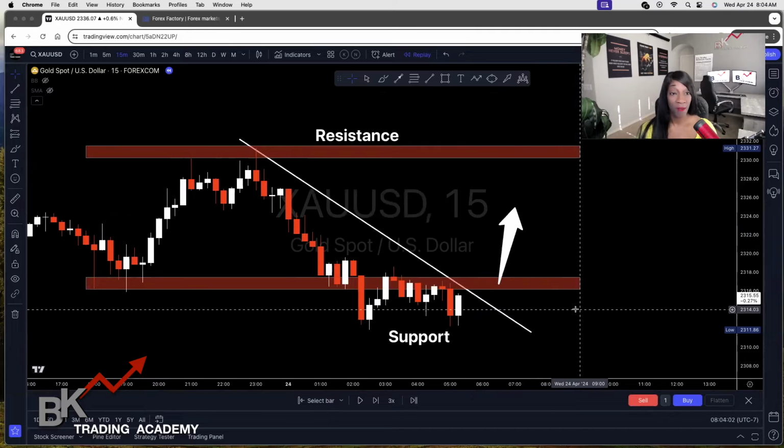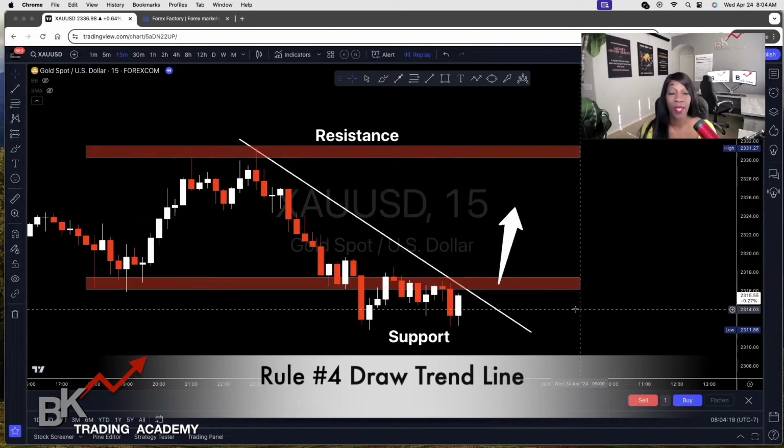We've already identified news. We've marked our key levels. So that's rule number 2. We mark our key levels on the daily time frame. So we need a level below price and we need a level above price. So support and resistance. Once we have that, we're going to drop down to our 15-minute time frame and we are going to mark a trend line in the direction of price.